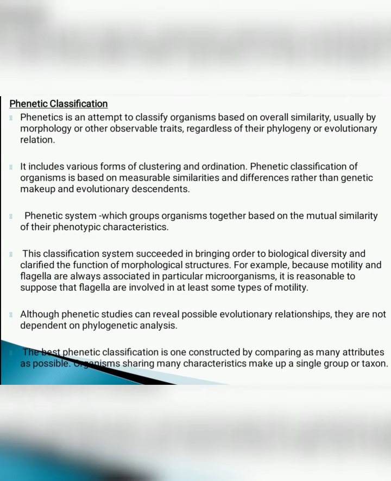The best phenetic classification is one constructed by comparing as many attributes as possible. Organisms sharing many characters make up a single group or taxon. So it will be done by comparing as many attributes as possible, and organisms sharing many characters will make up a single group or taxon.